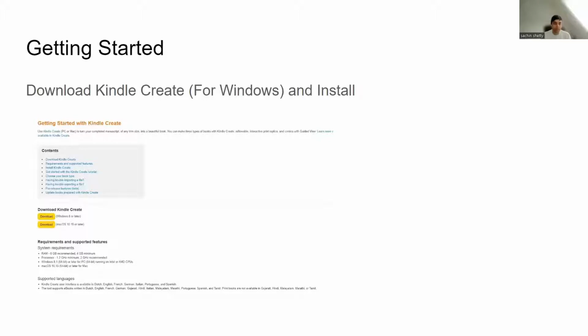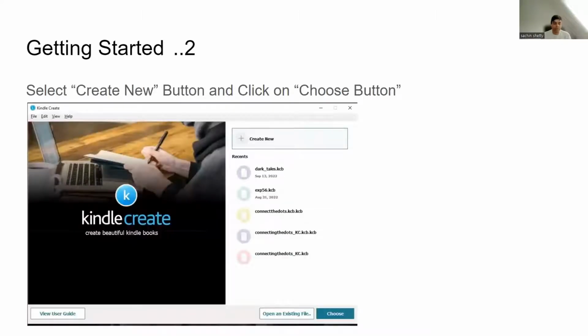Now, jumping in to getting started. Basically, this is the link. Once you open the link, you will get the option to download Kindle Create. We will show you how to do it for Windows and install it. Once it is installed, you select Kindle Create, and you will see this screen when you start Kindle Create for the first time.